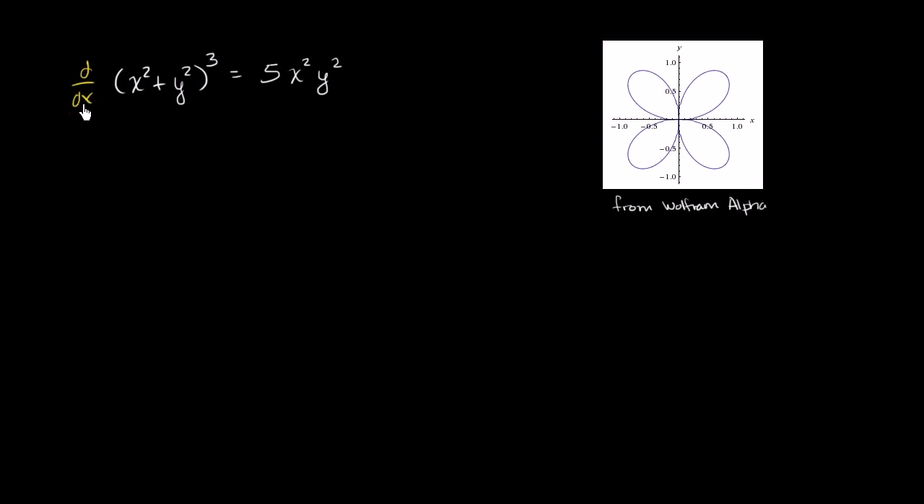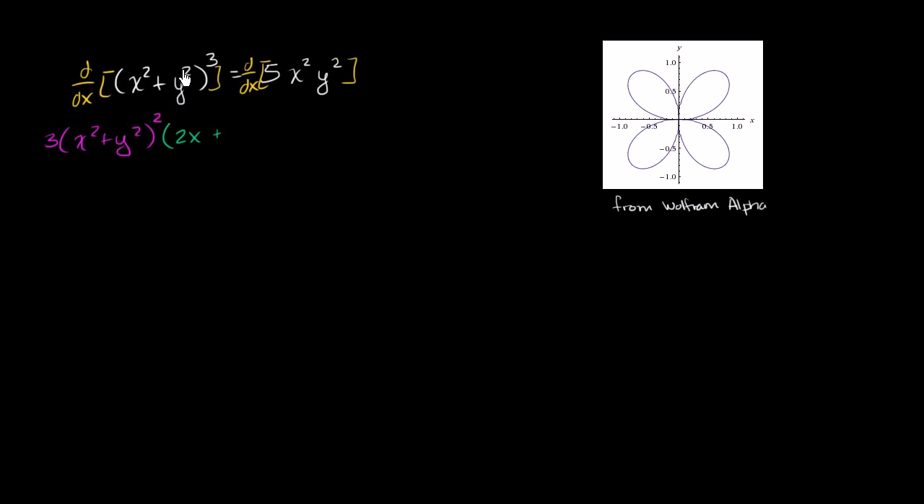So the derivative with respect to x on the left, and the derivative with respect to x on the right. So once again, we apply our chain rule. The derivative of something to the third power with respect to that something is going to be 3 times that something squared. And then we have to multiply that times the derivative of the something with respect to x. So the derivative of this thing with respect to x is going to be 2x. That's the derivative of x squared with respect to x.